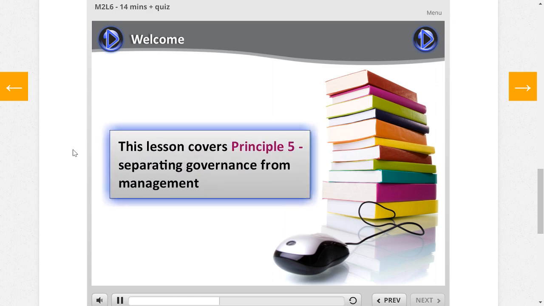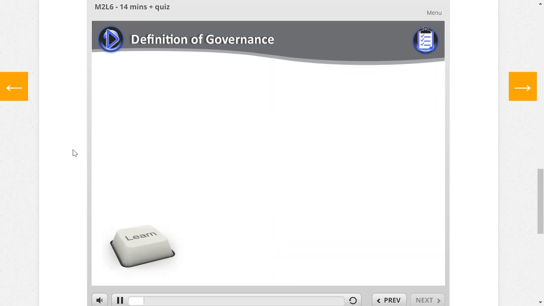In this lesson, we'll study the final COBIT principle. Principle 5. Separating Governance from Management. Let's begin by revisiting COBIT definitions of governance and management.